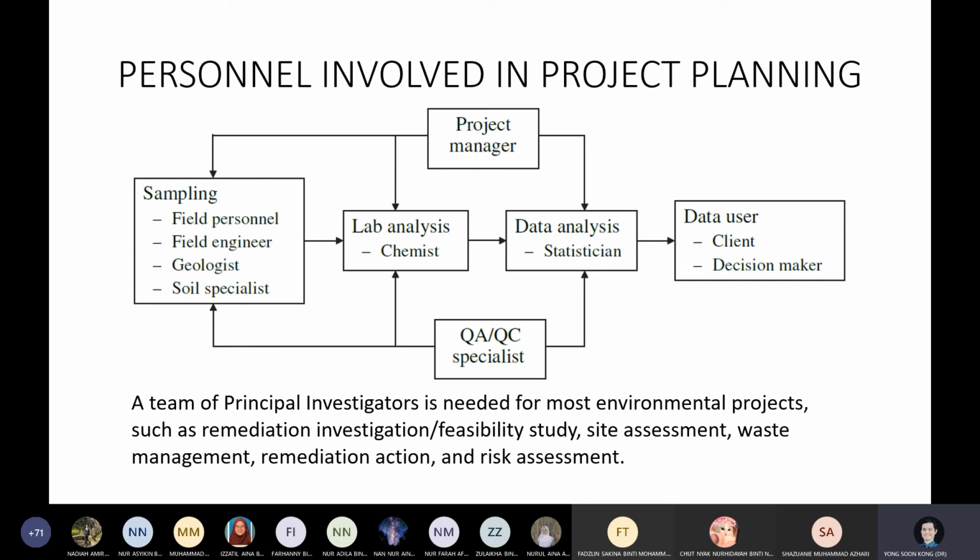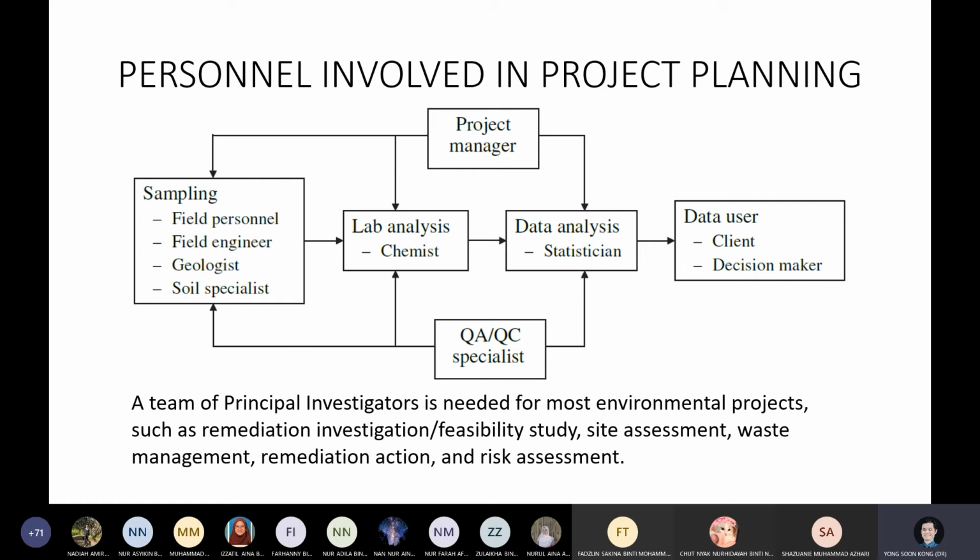And it's quite safe to say, for those who are going to conduct internship later in any environmental companies, you guys will be these people, field personnel. Well, it's still work, right? So you have to do the job.